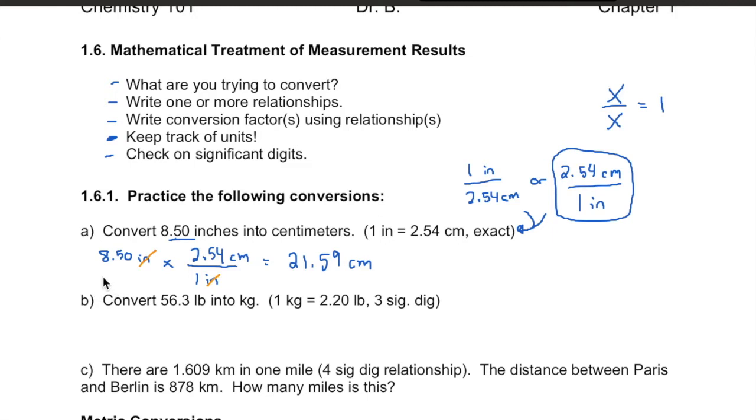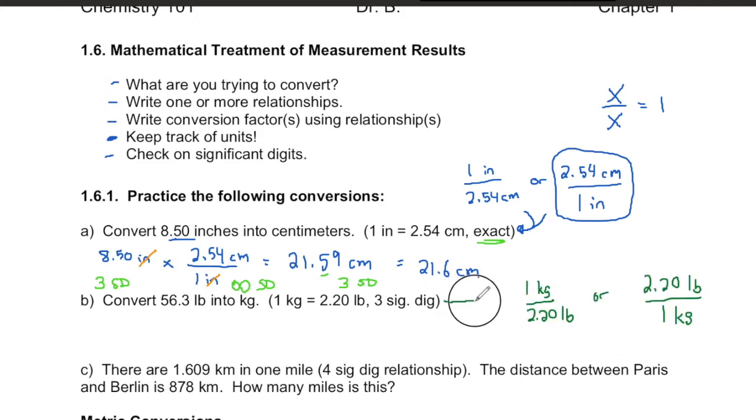The last step is to check significant digits. My original measurement only had 3 significant digits. The conversion factor is exact, so this has infinite significant digits. So our answer has to be rounded to 3 significant digits. And our final answer would be 21.6 centimeters.